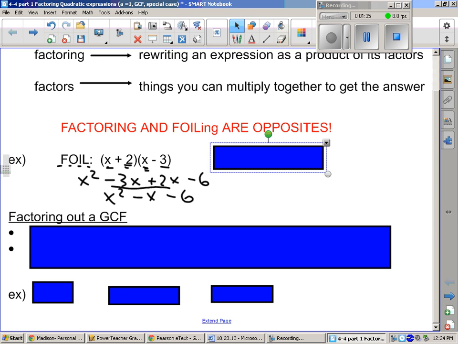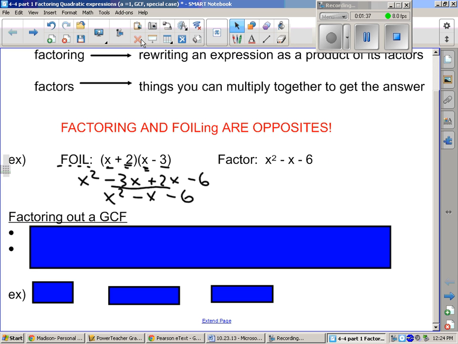All right, let's look at the next thing. You need to notice that this x squared minus x minus 6 is exactly what we got before. So today, when you do problems, your answer is going to be the parentheses form. The x squared gets broken into the x and x. The negative 6 gets broken into the 3 and 2. And then the plus and minus signs, we'll figure those out. But for ours right now, it's minus 3 and plus 2. So we're unfoiling.